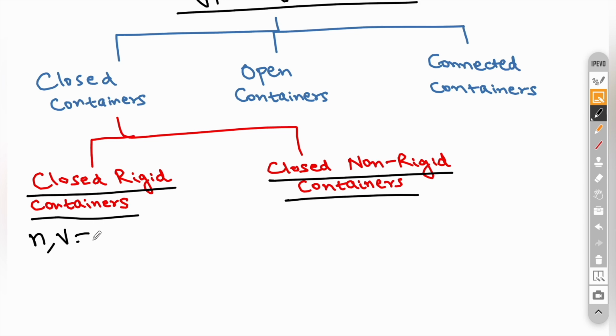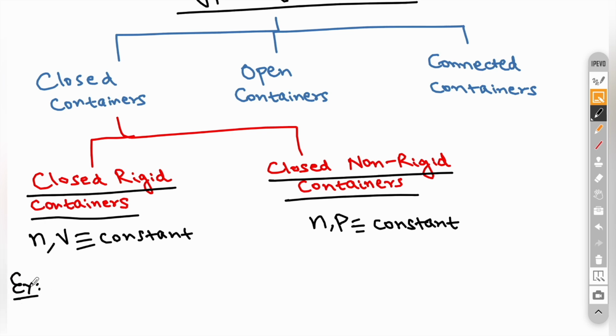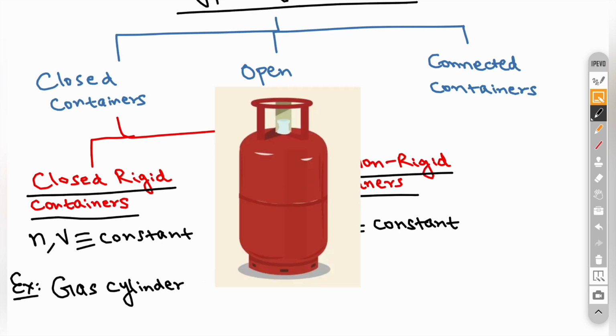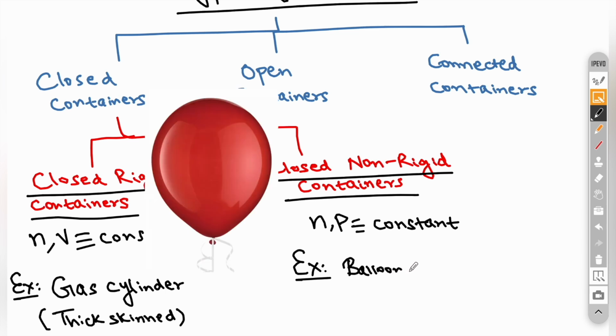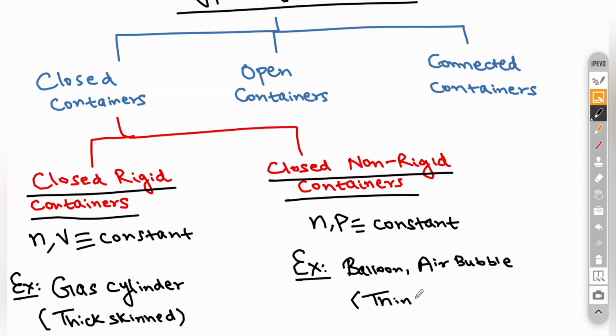In case of closed rigid containers, moles and volume of the container are constant. In case of closed non-rigid containers, moles and pressure are kept constant. Let's see examples. An example of a closed rigid container is a gas cylinder, which is thick skinned, so moles and volume are constant. In case of non-rigid containers, examples are balloon and air bubble. These are thin skinned, and here moles and pressure are constant. We'll solve problems related to these.